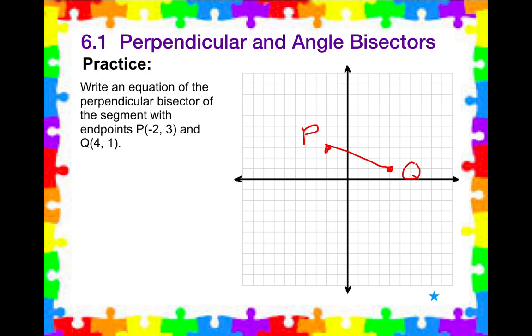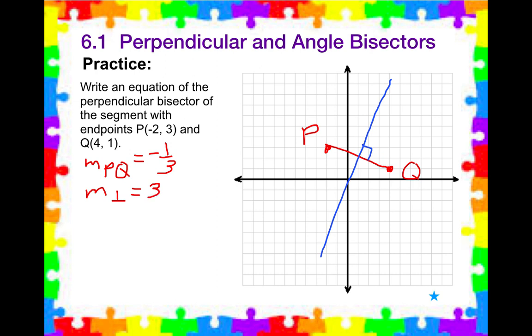What we want is the line, and I'll just sketch it here, that goes through the center of that segment and is perpendicular to it. So to come up with that, I have to get the slope of PQ. And the slope of PQ is equal to -1/3. The slope of the perpendicular is going to be the negative inverse of that, which is just 3.